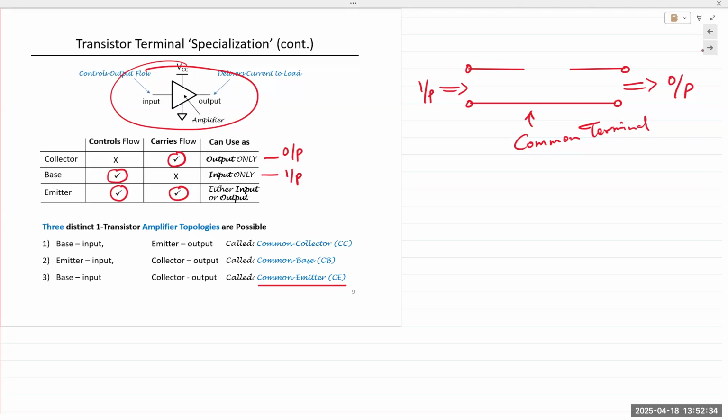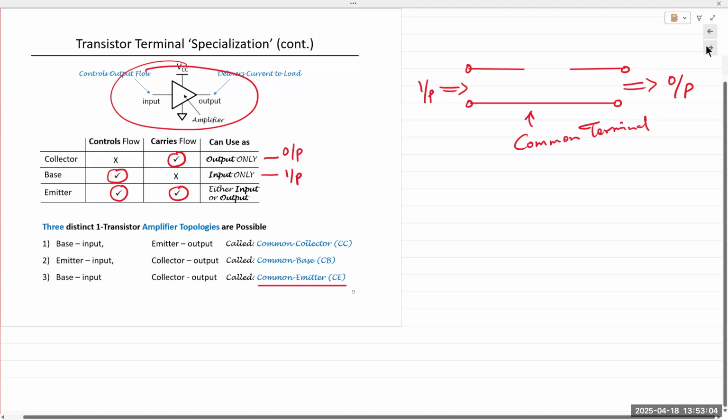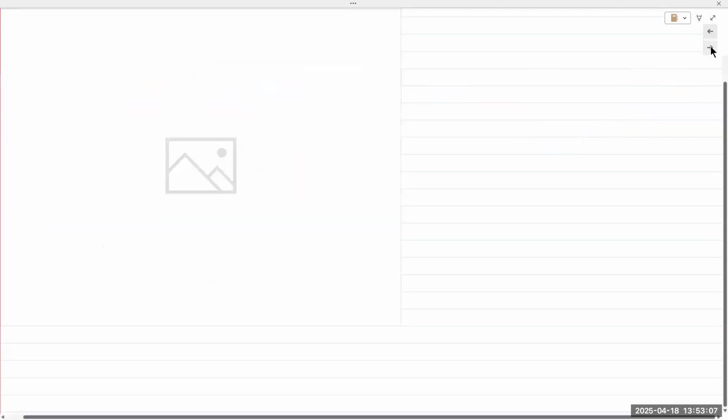In cutoff and saturation, it can work as an electronic switch. That's why I was a little bit confused at the beginning when a question about the switch was asked. So the transistor can work as a digital switch. If it's in cutoff, the switch is off. If it's in saturation, the switch is on. But we look at those regions of operation later on. Right now let's cover the amplifier.